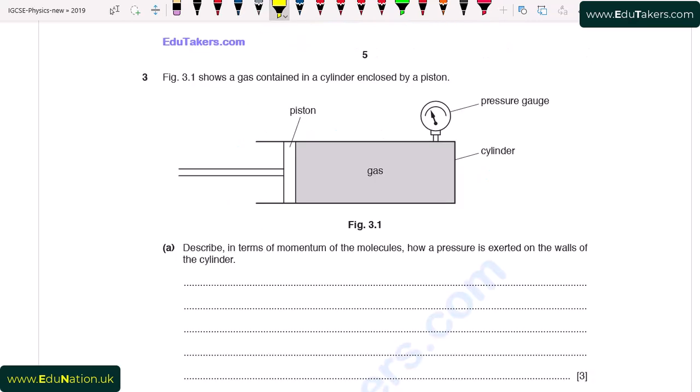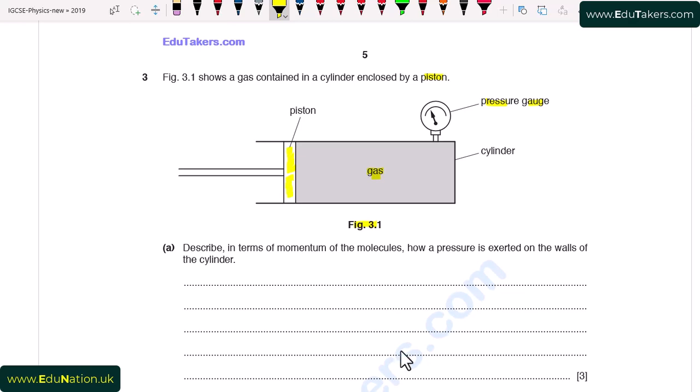Question number 3. Figure 3.1 shows a gas contained in a cylinder enclosed by a piston. So here is figure 3.1 in which we can see that it's a gas that is in a cylinder, and there is also a pressure gauge that is attached to the cylinder, and the piston is also mentioned here.